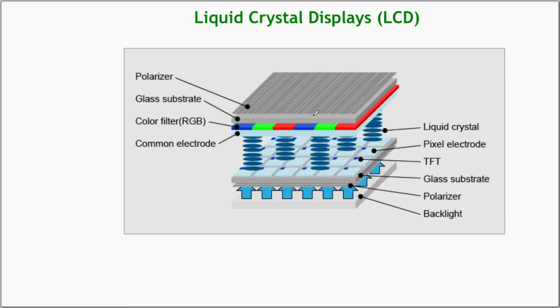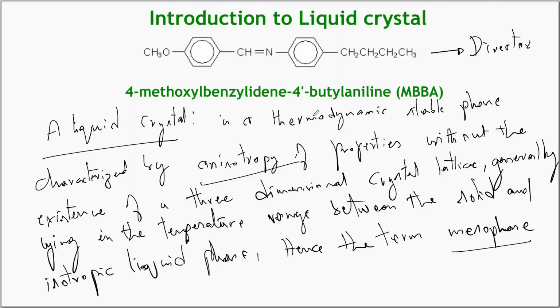In this video we have seen what a liquid crystal display is. In order to understand a liquid crystal display, we have seen what a liquid crystal is. A liquid crystal is a thermodynamically stable phase characterized by anisotropy of properties without the existence of a three-dimensional crystal lattice, generally lying in the temperature range between the solid and isotropic liquid phase. Hence the term mesophase. We have seen an example of a liquid crystal, MBBA.